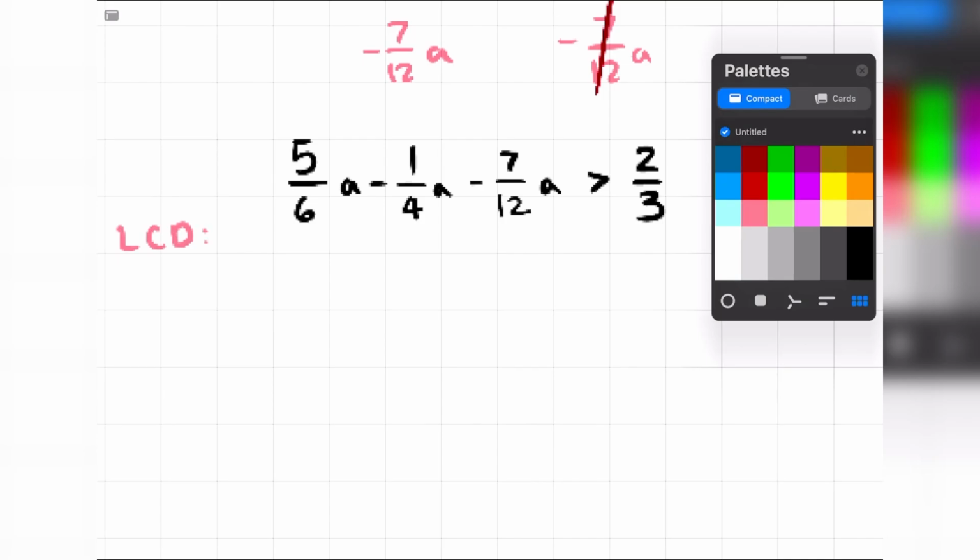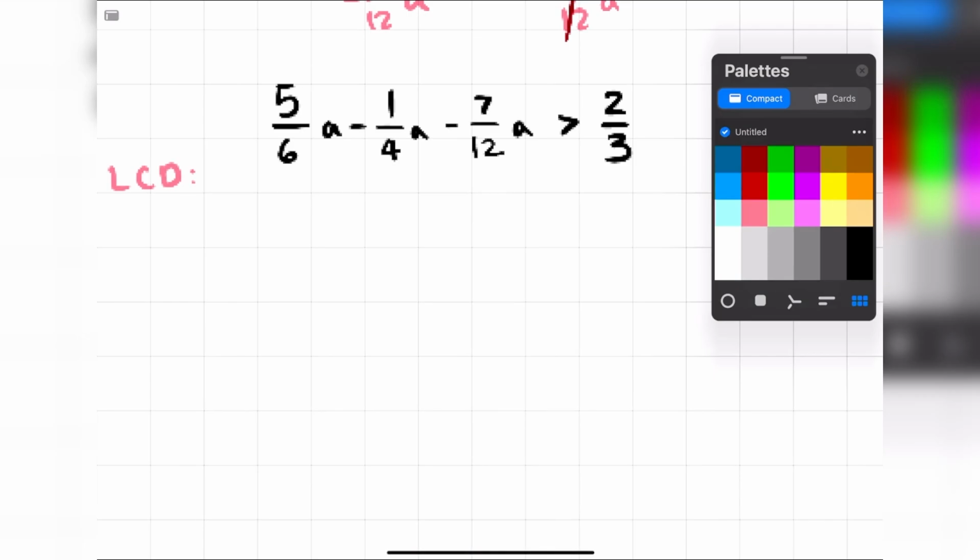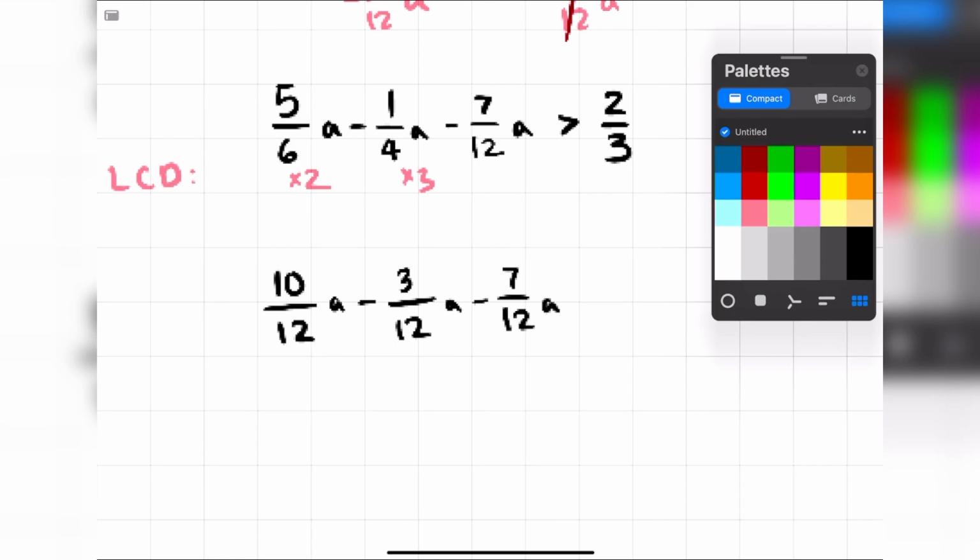So if you notice here, all these numbers, same as the last question, the first number they add up to is 12, right? 4 times 3 gets you 12, 6 times 2 gets you 12, and 12 times 1 gets you 12. Then you multiply the numbers by what you need to get 12. You multiply this guy by 2, you multiply this guy by 3. 5 times 2, 10. 6 times 2, 12. Then the a, 1 times 3, 3. 3 times 4, 12. And the a, and then negative 7 over 12a is greater than 2 over 3.